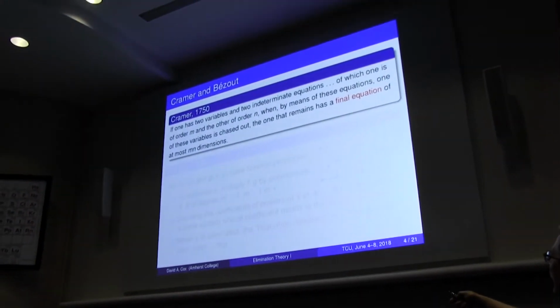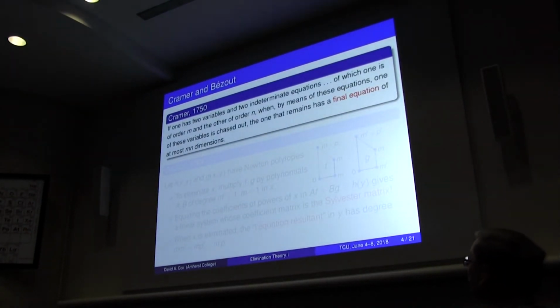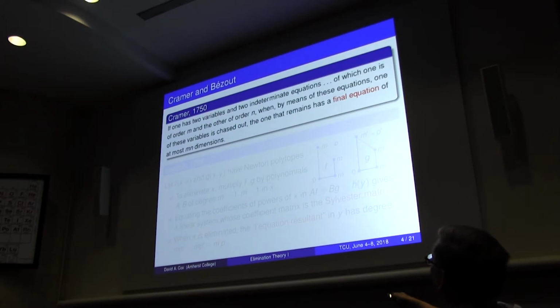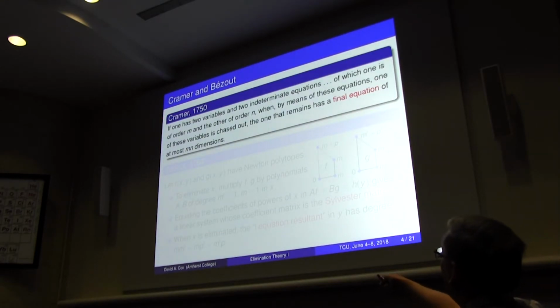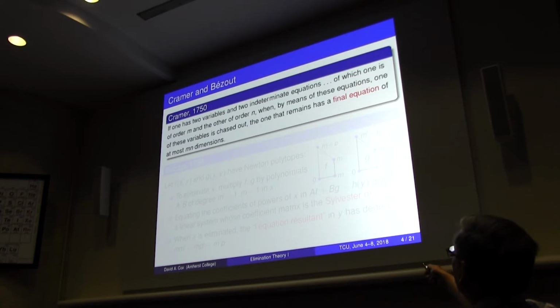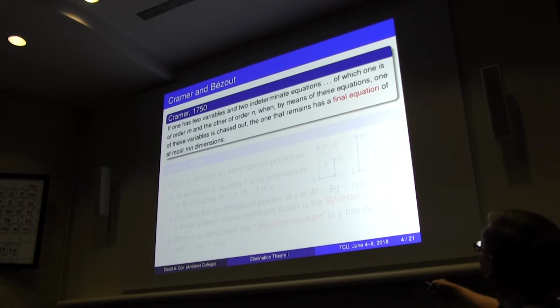And so this is how Kramer stated things in a paper he wrote in 1750. And I have to warn you that this is my bad translation from the French. So you'll see that there's places where it's not quite elegant. So if one has two variables and two indeterminate equations, one of which has order m and the other order n, then by means of these equations, one of these variables is chased out. Like I say, that's a bad translation, but I couldn't figure out a more graceful way to say it. So you get rid of one of the variables.